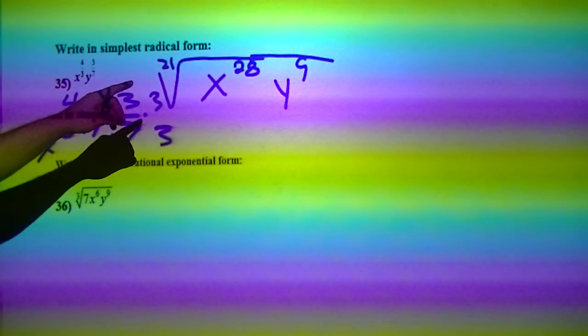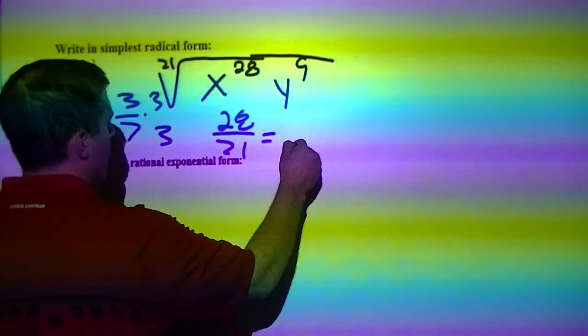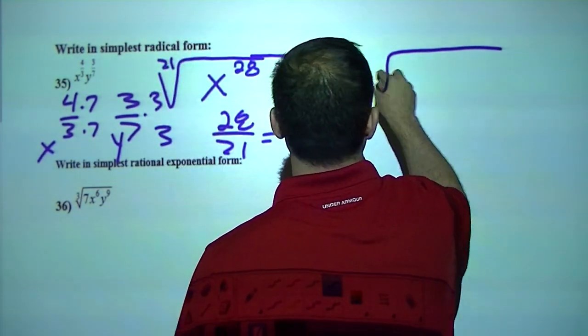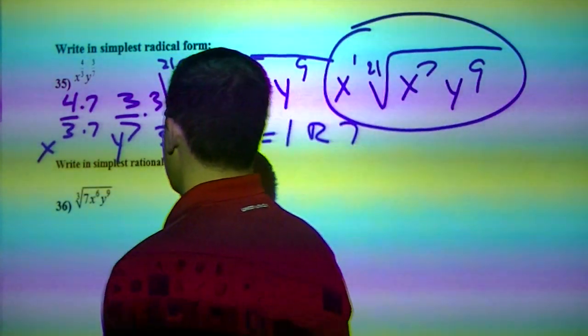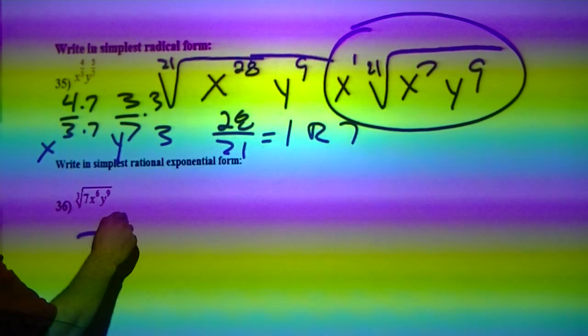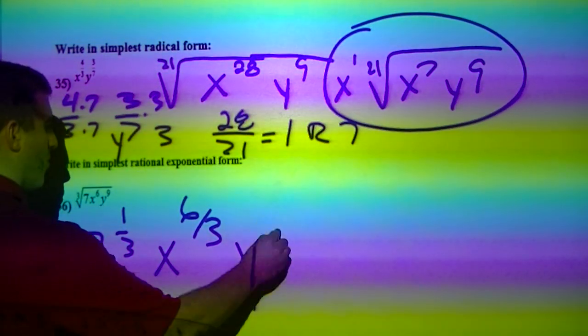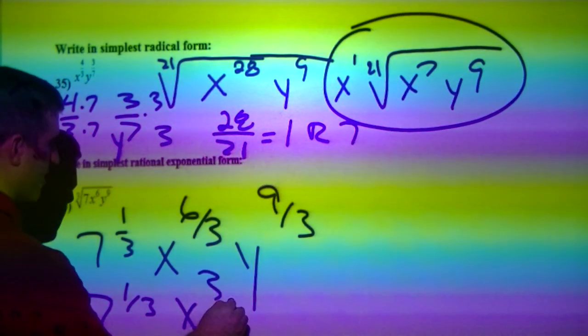Okay? So I want to break that down. All right? Well, what's 28 divided by 21? Well, that's 1 with a remainder of 7. So what I'm going to have is x7, y9 with a little 21 right there. Okay? Write the simplest radical form. That's going to be 7 to the 1/3, 6 to the 3rd, because that's a cube root, y to the 9/3. That doesn't get any smaller. That turns into 3. That turns into 3.